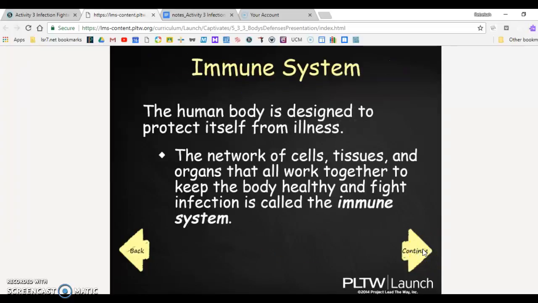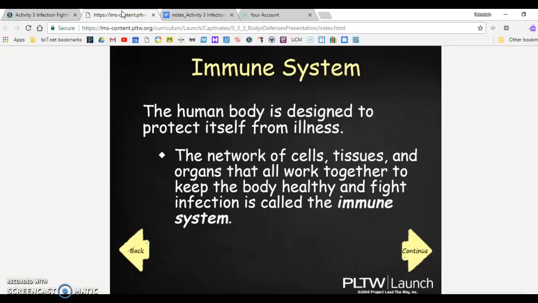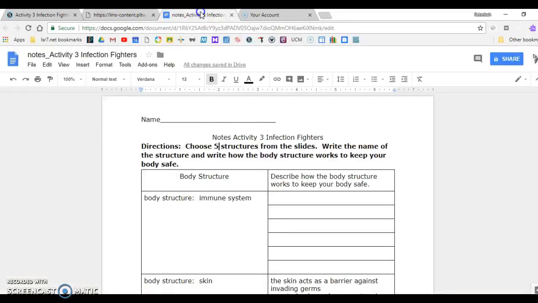So this is where you will start. You'll start reading about the immune system. Here's the electronic copy of your notes page. You'll notice this column says body structure. This column says describe how the body structure works to keep your body safe. I want everybody to do the immune system. So you're going to use your information from this slide to describe the immune system.